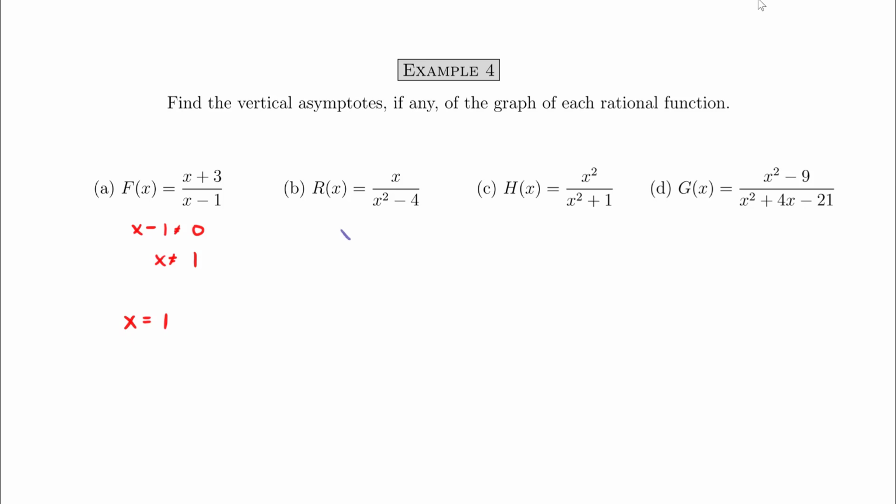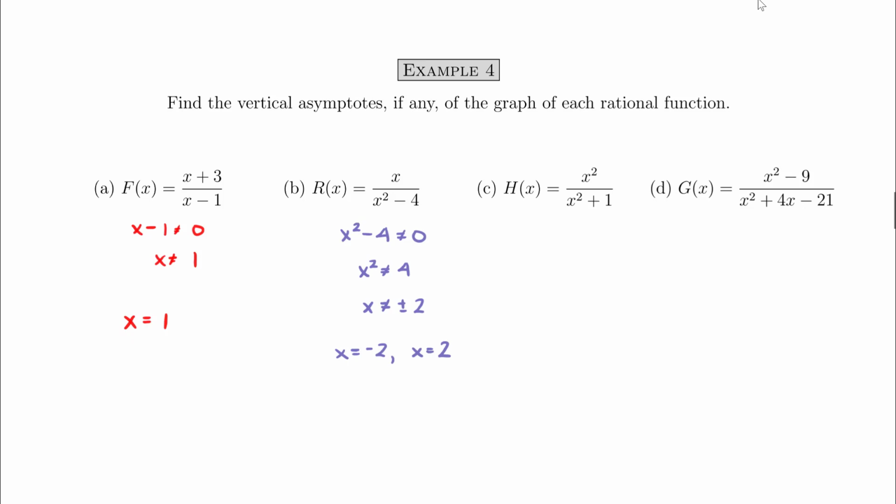For part B, x squared minus 4 not equal to 0. And we get x squared not equal to positive 4. And x can't be plus or minus 2. So our vertical asymptotes, we have 2 in this case. We have x equals negative 2 and x equals positive 2. These are the equations of those dotted lines that I drew in examples 2 and 3.